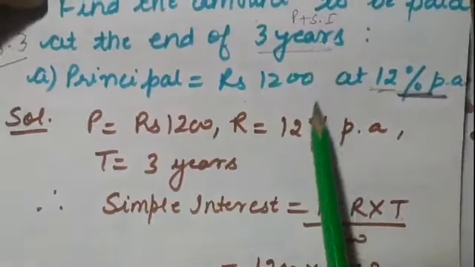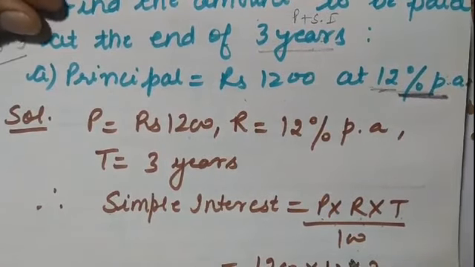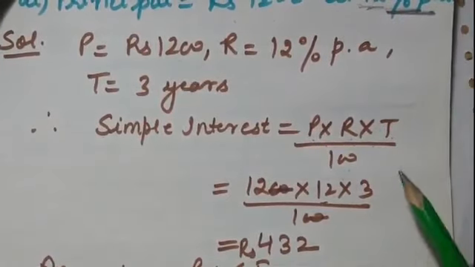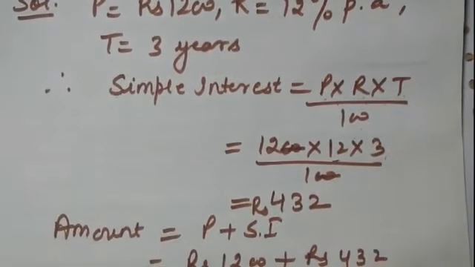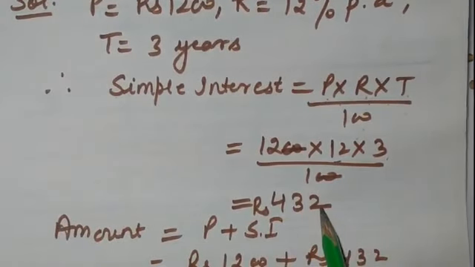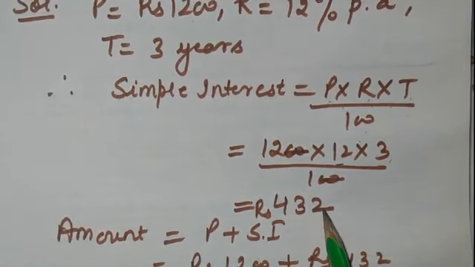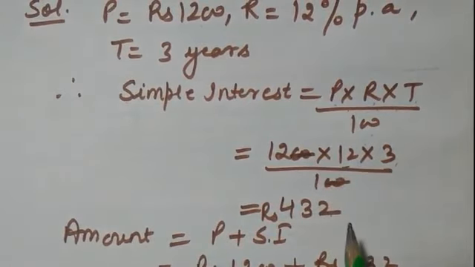So first I will calculate simple interest, that is P into R into T over 100. P we have given 1200, R we have given 12, and T we have given 3 years. So on solving I will get rupees 432. It means this is simple interest, the extra amount that the borrower has to pay with the principal. So this is extra amount.